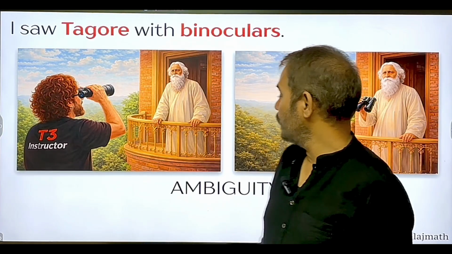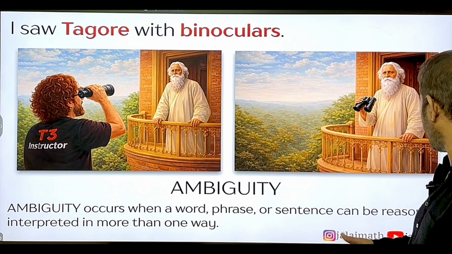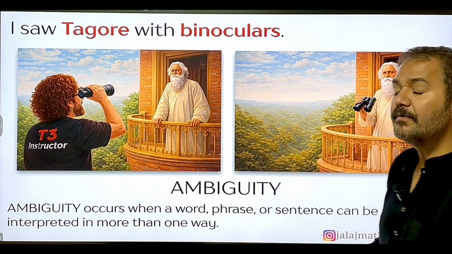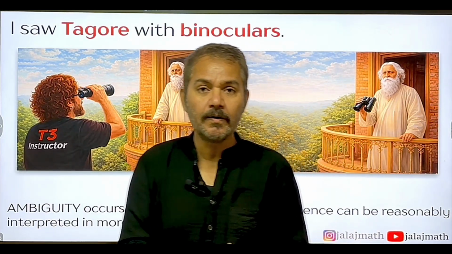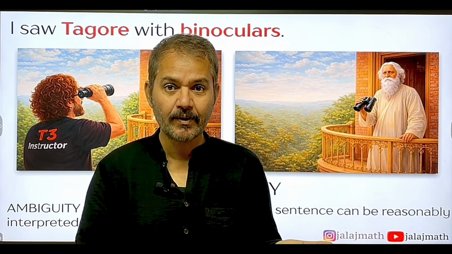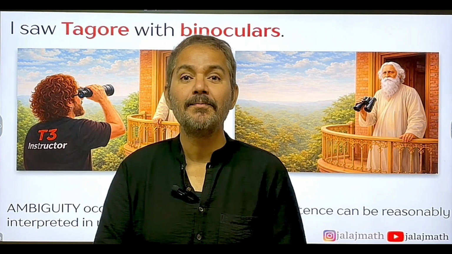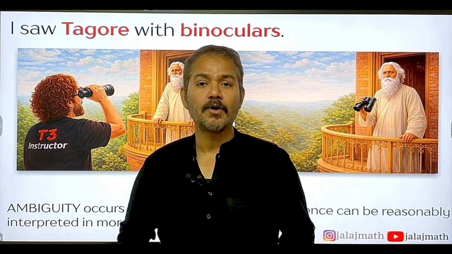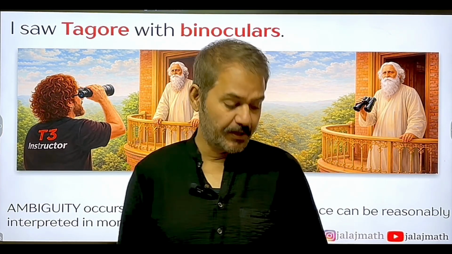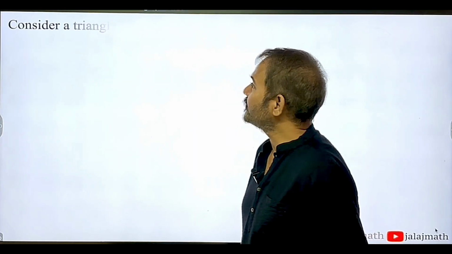What is that special? We call it ambiguity. Ambiguity occurs when a word, phrase or sentence can reasonably be interpreted in more than one way. That is called ambiguity. And you'll be surprised to know that mathematics also has ambiguity. So today's topic is ambiguity in mathematics, or ambiguity in triangles. So let's start with today's topic.